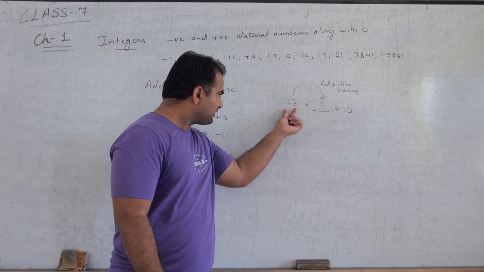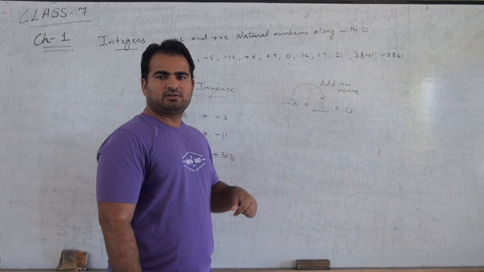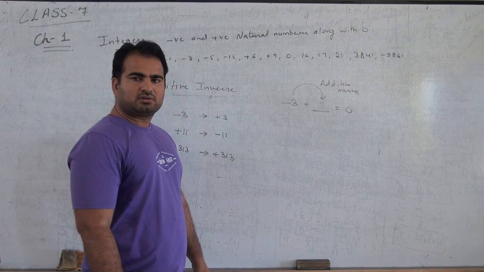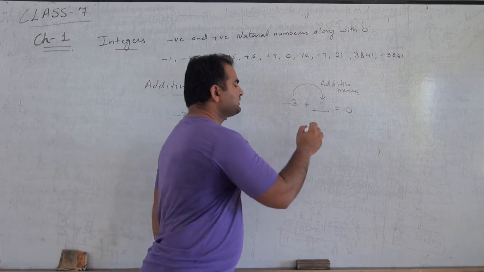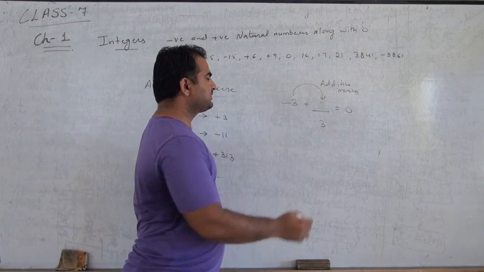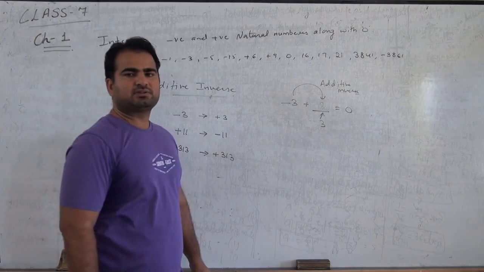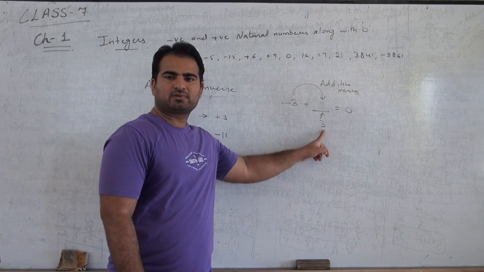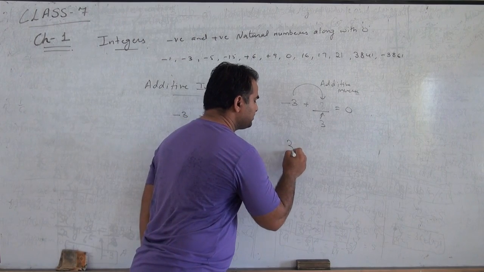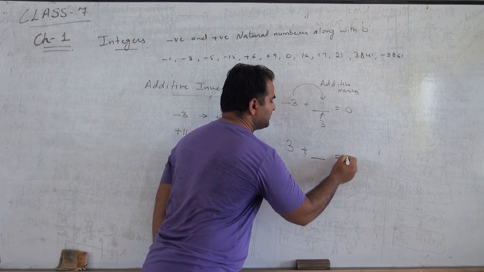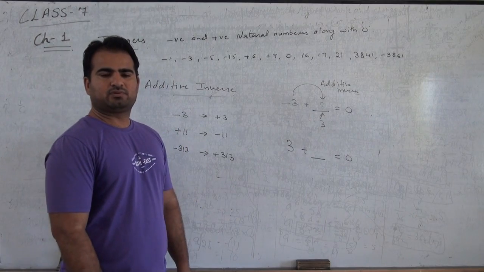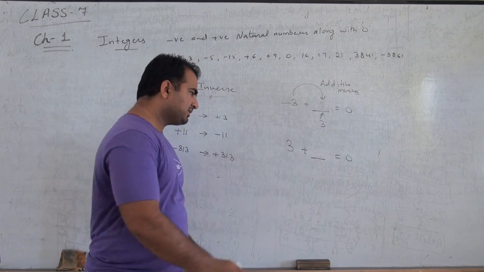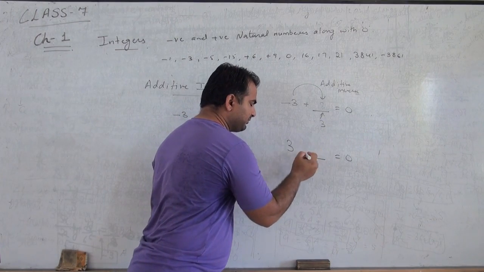So what is the additive inverse of minus 3? Is it 0? No. Is it 1? No. It will be plus 3. If we write plus 3 there, then the answer becomes 0. So the additive inverse of minus 3 is plus 3. Okay. What should be added to 3 so that the answer becomes 0? We can also say, what should be subtracted from 3?